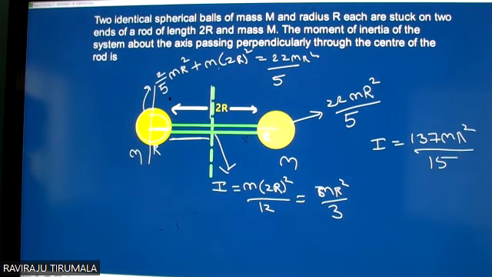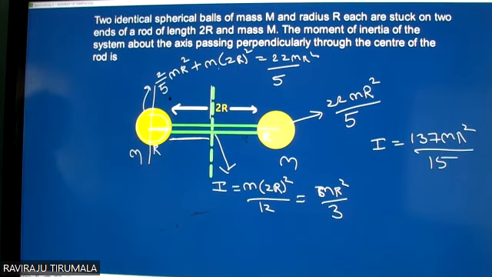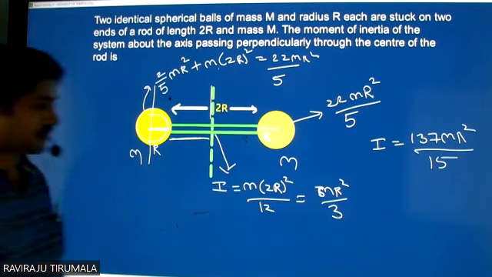Understand? We have taken individually like three bodies. Solid sphere and rod only. Based on that we calculated the formula.